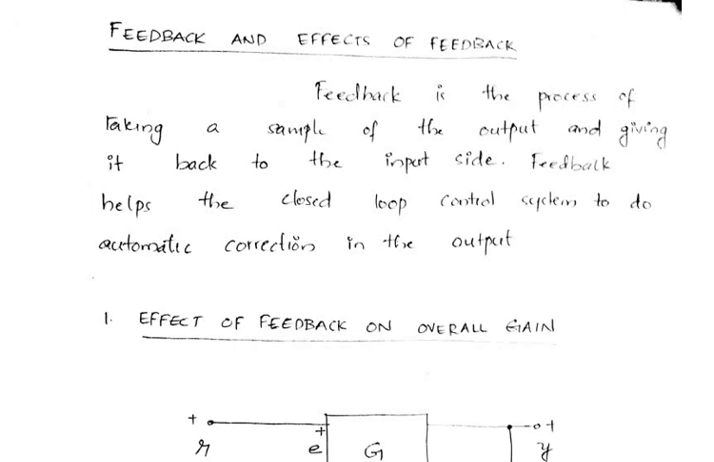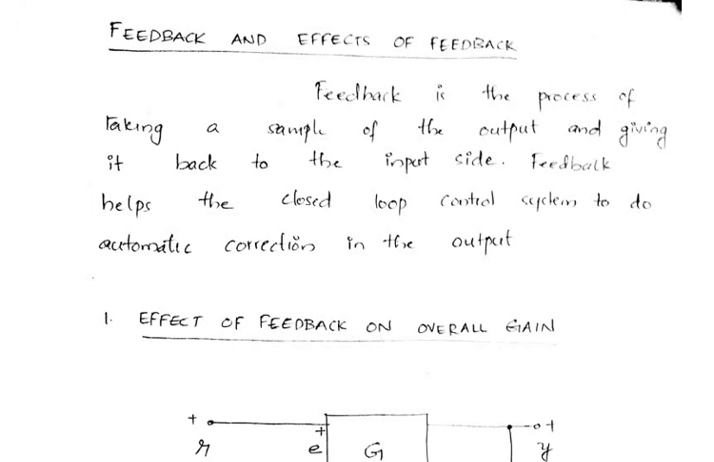Today we will discuss feedback and the effects of feedback. Feedback is actually the process of taking a sample of the output and feeding it back to the input side. This feedback helps our closed loop control system to do automatic correction in the output. So that's why we say closed loop control systems are accurate. They can do automatic correction in the output because of the presence of the feedback.